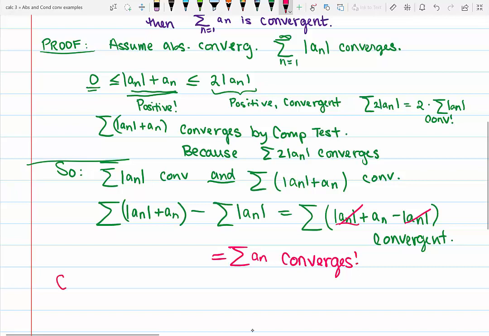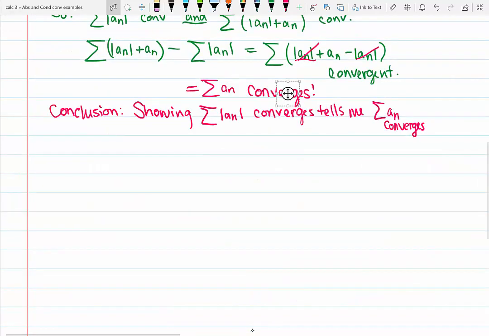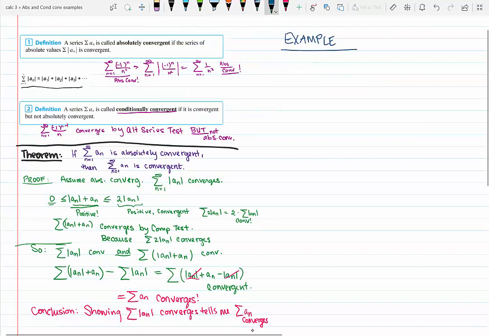So the conclusion: showing a series converges absolutely tells me that the series itself converges. Let's end by doing one final example. Let's say I want to consider the series from n equals 1 to infinity of cosine of 3n over n squared plus 1. And I want to know whether this converges or not.